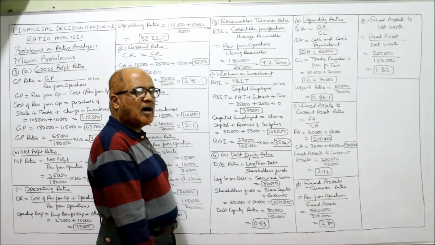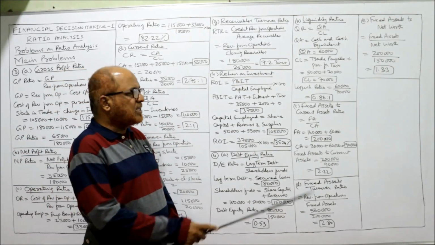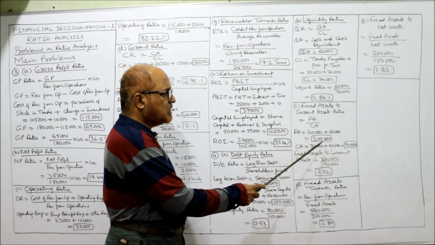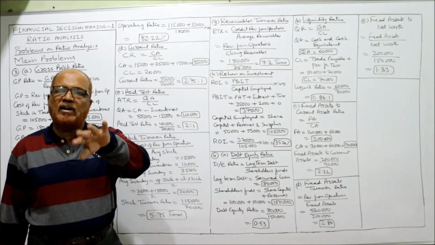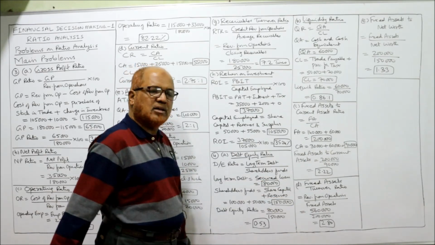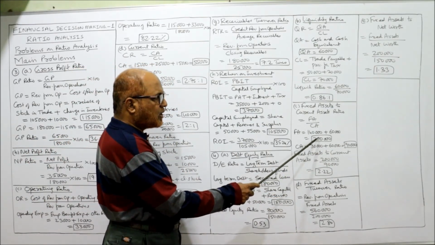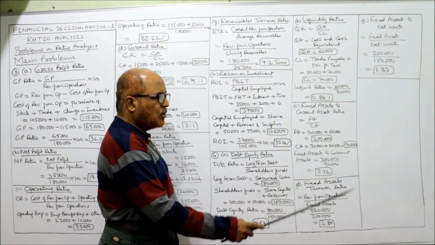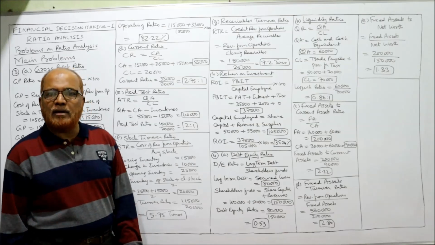So fixed assets are 2, tangible and intangible. Tangible are 1,40,000, intangible 60,000. 2 lakh rupees are the fixed assets. Current assets are only 2, inventories and cash equivalent: 30,000 plus 60,000, 90,000. Now substitute. Fixed assets to current assets, 2 lakh rupees divided by 90,000, 2.22. This is the ratio of fixed assets to current assets.